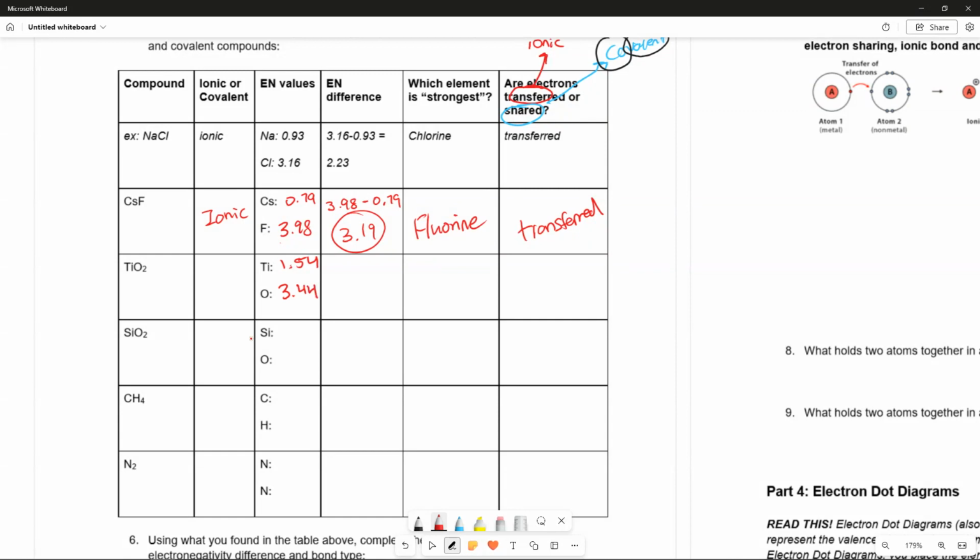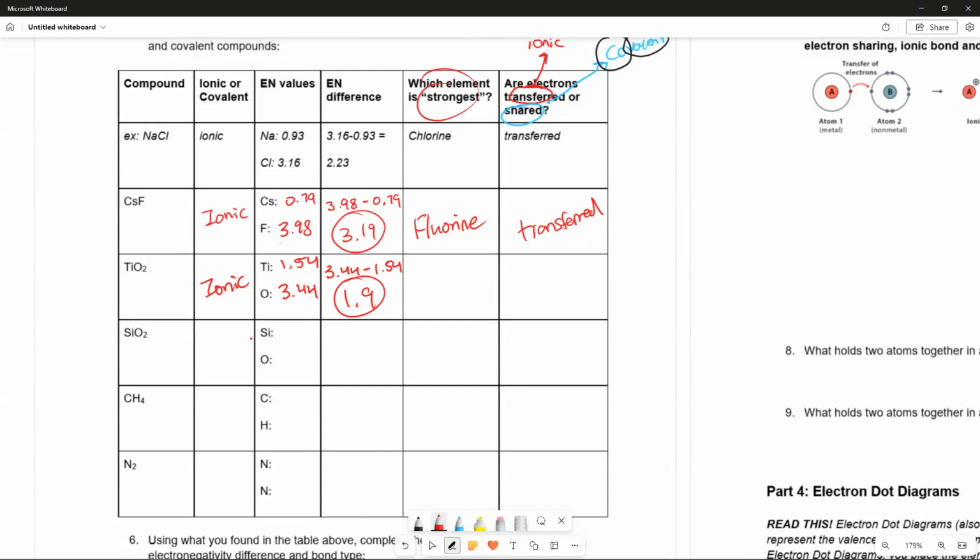All right. Let's do this first. I skipped over it. Titanium's a metal. Oxygen's a nonmetal, so it's an ionic compound. The difference, all you got to do is literally subtract. Let's write this down. 3.44 minus 1.54. And you might be wondering, why aren't you subtracting 3.44 from 1.54? Well, because it'll give you a negative number. You don't want that. And so when you do this, you will get 1.9, which is your electronegativity difference.